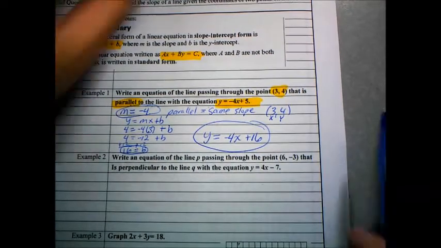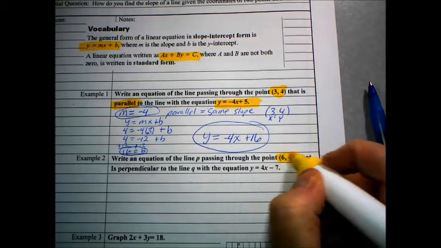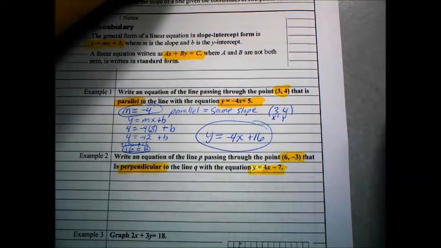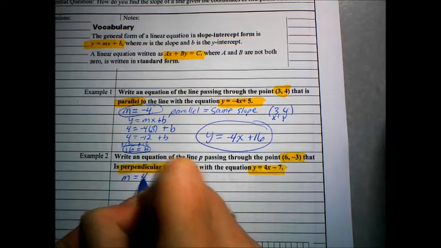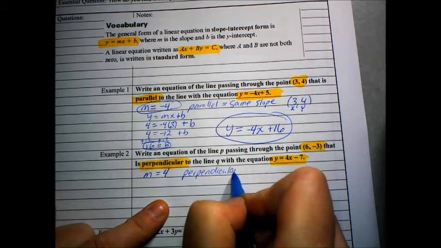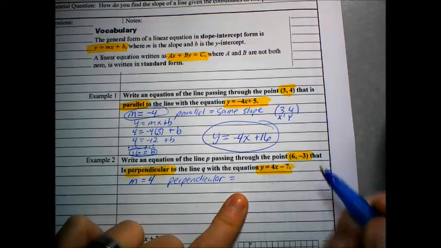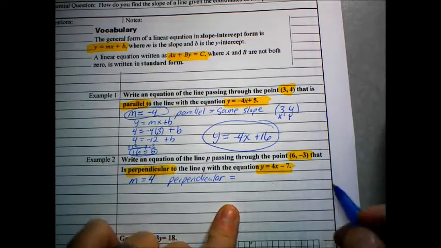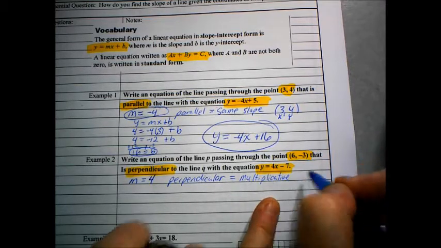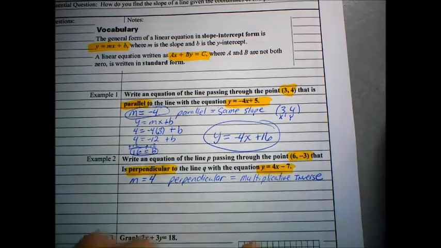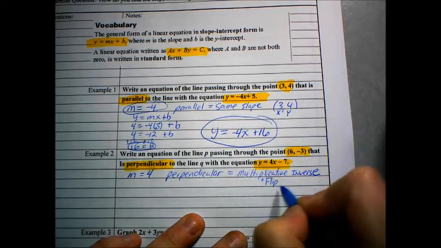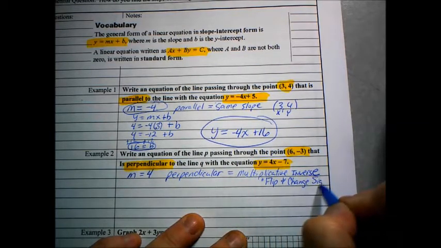Okay, on number 2, we're going to do something similar. They give me a point, but this time they want it to be perpendicular, and then there's my equation that they hand to me. So I'm going to take this one's slope now, which is a 4, and then for perpendicular, the slope is different. Perpendicular means we're going to do the multiplicative inverse, which basically means to flip and change the sign.